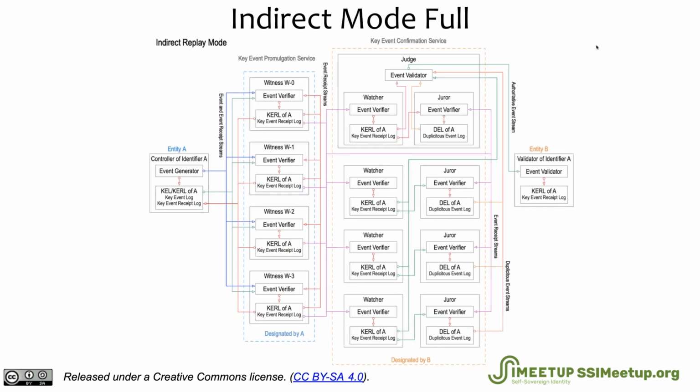So this looks like this, where you have watchers and jurors, which are doing the duplicity detection. A judge is looking at watchers and jurors and making a decision. And so entity B just says, hey, I got this service that I just talked to, that I control, that protects me from whatever A does.